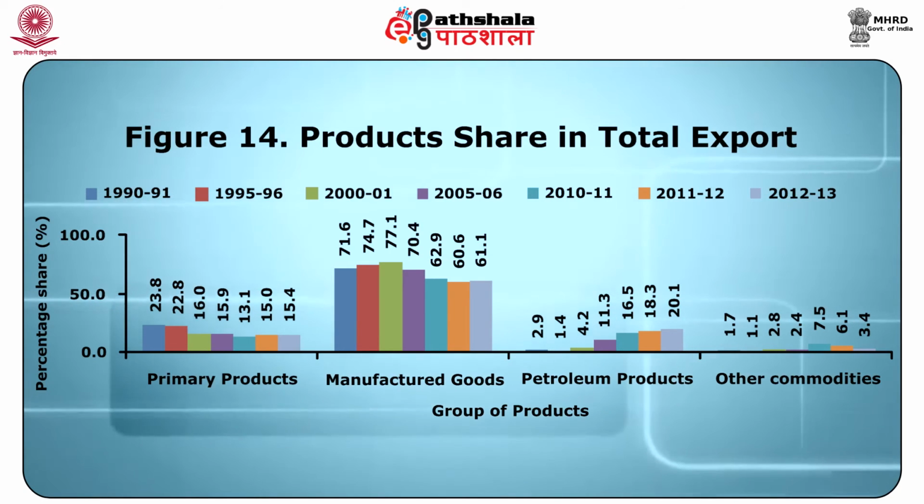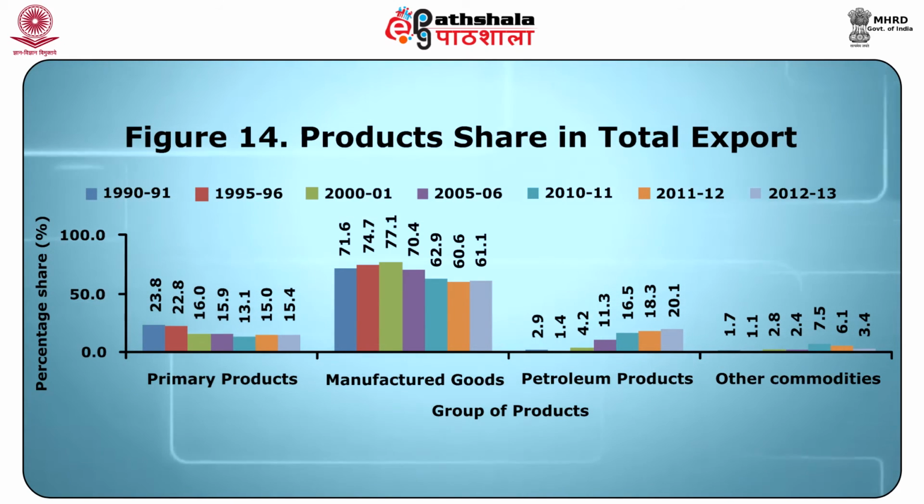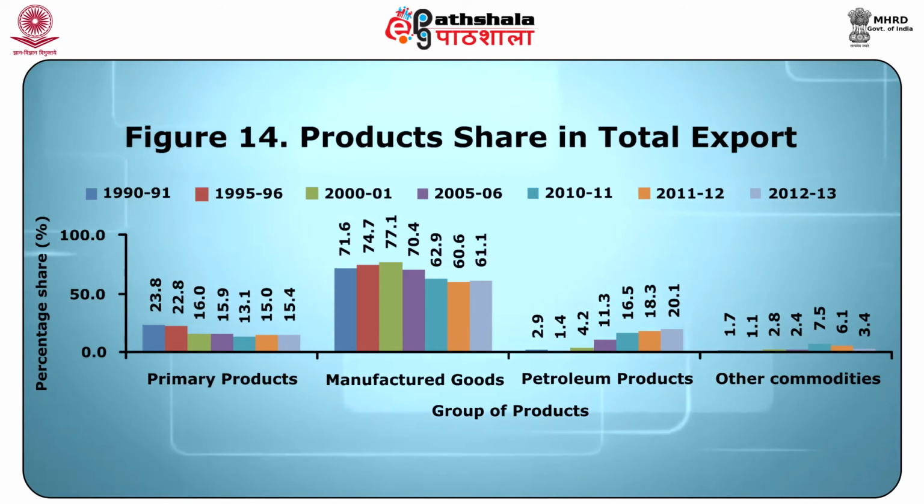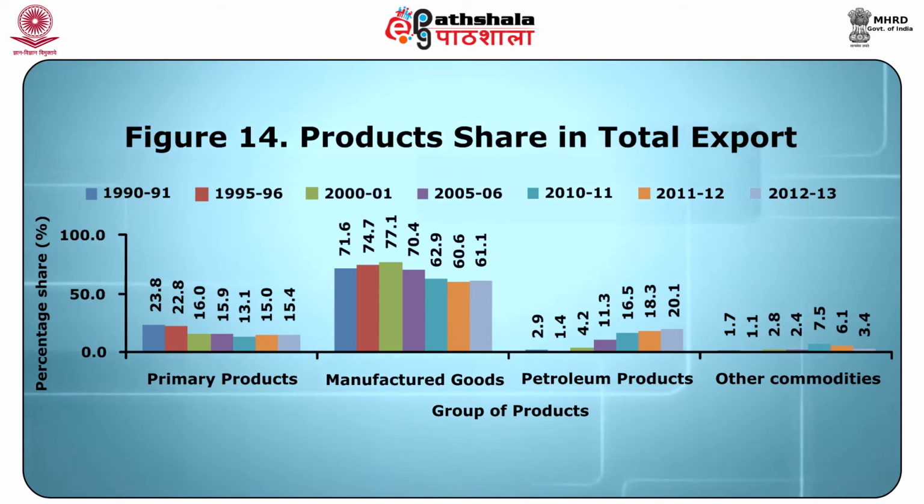2010-11. The expected reason for the decline in the export share of manufacturing goods and primary goods is that India's commodities are not competent enough to face the world market, as they are high in price and low in quality.